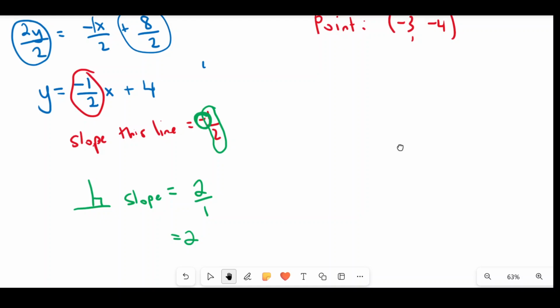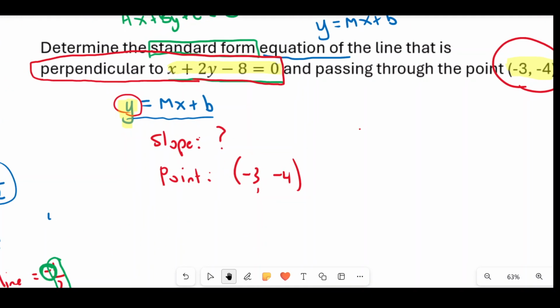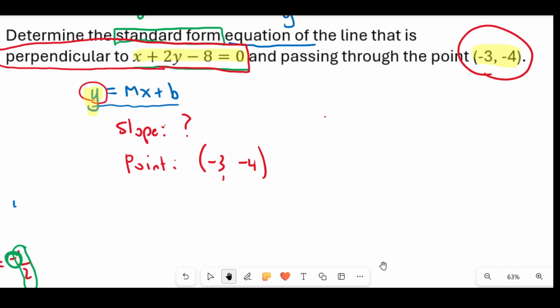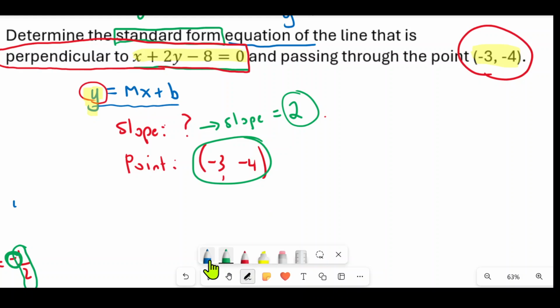So let's go back to where I was thinking about my line. I don't have to think about this perpendicular line anymore. I'm done with it. I now know that my line has a slope of 2. And now I have the slope of my line and a point on my line, and I can find the equation of my line. So we start like this. Y equals mx plus b, but I know the slope, so I'm going to write 2 for the slope.